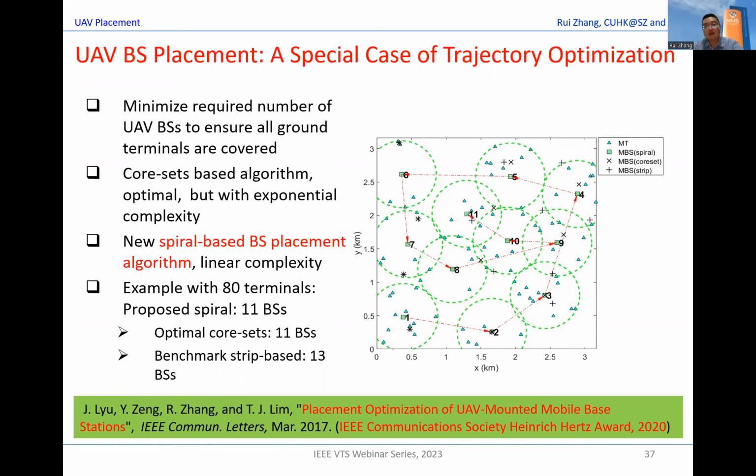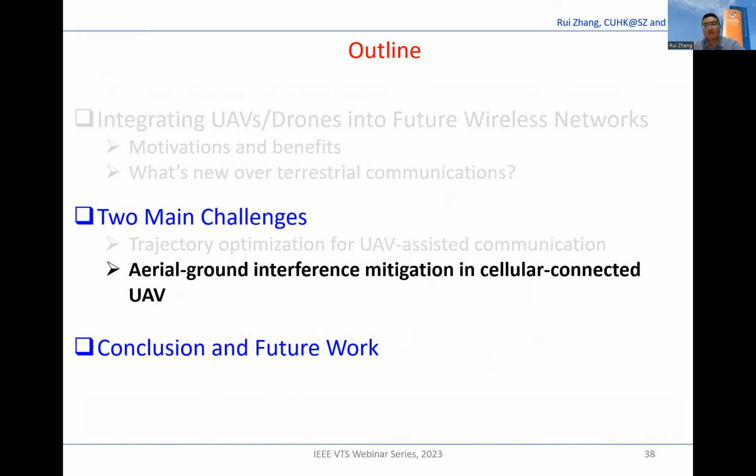In this case, we have some new and customized algorithms that can very efficiently deploy the UAV locations and minimize the number of UAV base stations deployed, while at the same time covering all the ground users' communication performance. I don't think I have much time, so I want to quickly go through the second challenge, which is the air-ground interference mitigation.